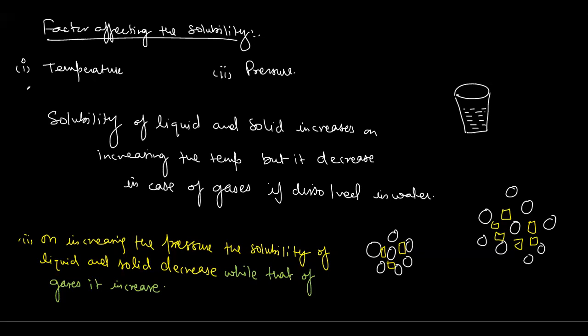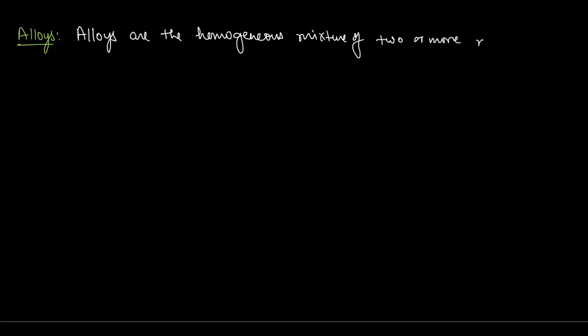Let me tell you one more thing, that there are some alloys. What are alloys? Alloys are homogeneous mixtures, actually. Let's have a brief review of alloys. We know that alloys are homogeneous mixtures of two or more metals, or metals and non-metals. What you have to keep in mind here is that alloys are homogeneous mixtures.